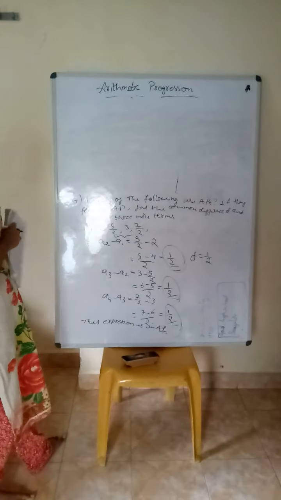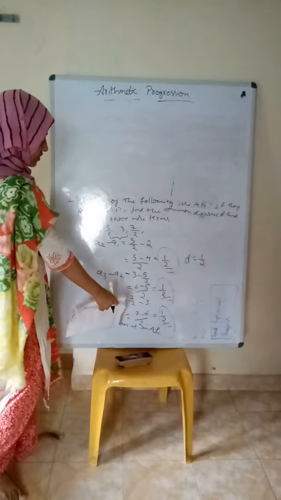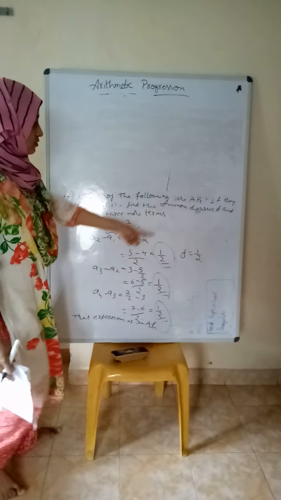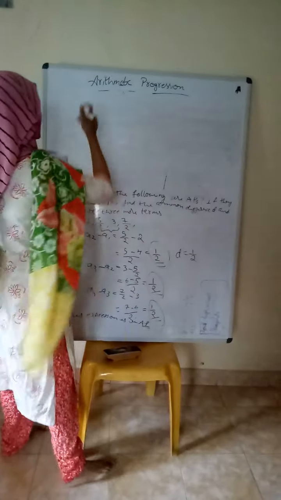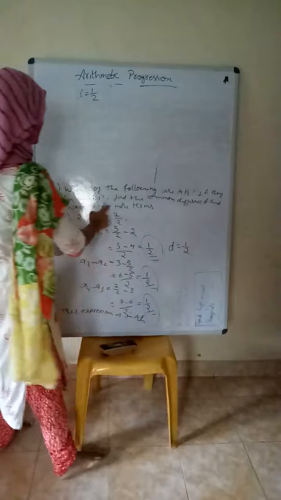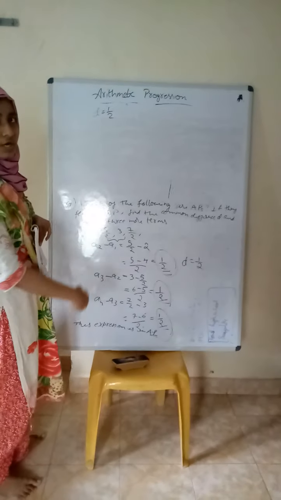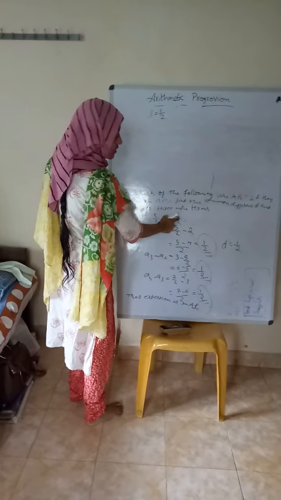So that is the first question. Expression is there, it is in AP. So now we got it is in AP. So what we have to find? Common difference. D we have already got. D is half. Then write 3 more terms. So you have to write the next 3 more terms. So A1, A2, A3, A4 they have given. Now we have to find A5.